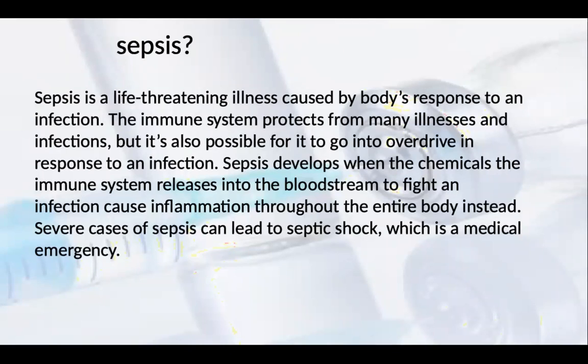The immune system protects from many illnesses and infections, but it is also possible for it to go into overdrive in response to an infection. Sepsis develops when the chemicals the immune system releases into the bloodstream to fight an infection cause inflammation throughout the entire body. A severe case of sepsis can lead to septic shock, which is a medical emergency.